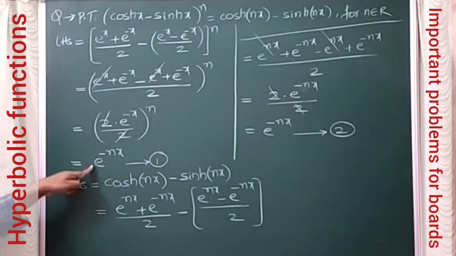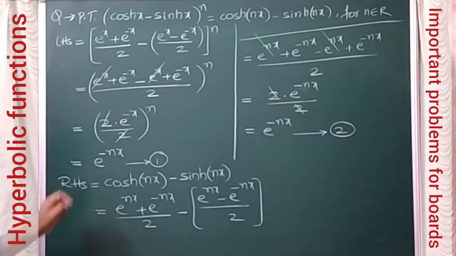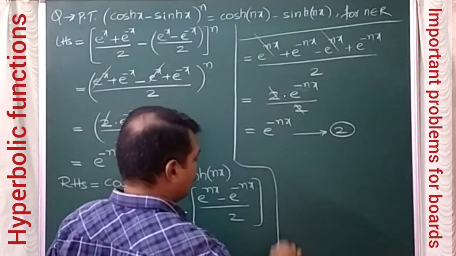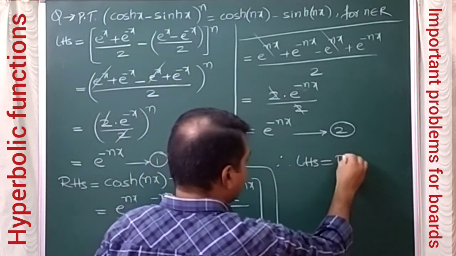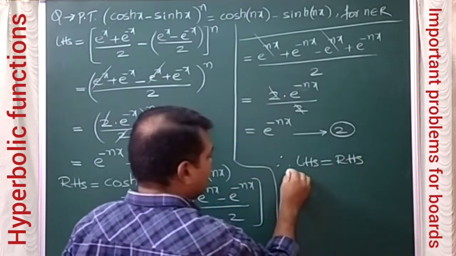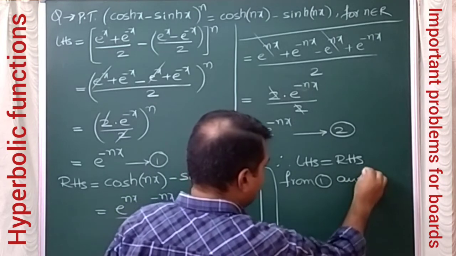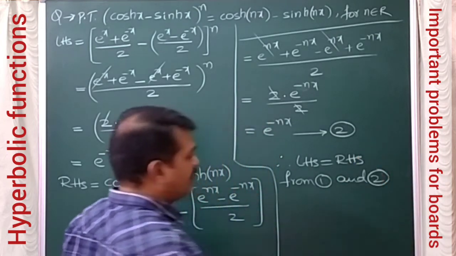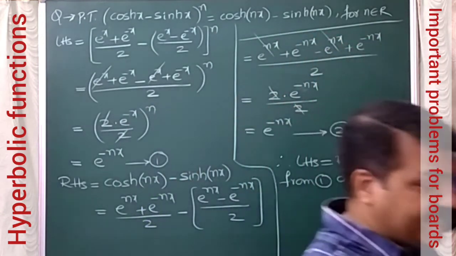Clearly you can observe LHS value, RHS value, we got the same thing. Okay, so therefore we got that LHS is equal to RHS. From 1 and 2, you can observe that clearly. So LHS is equal to RHS, hence the required proof is completed.